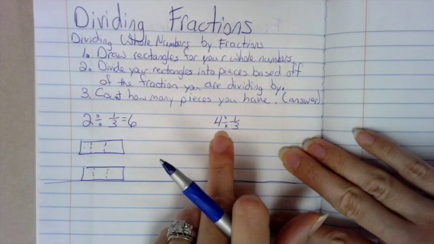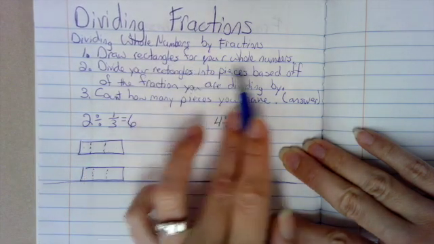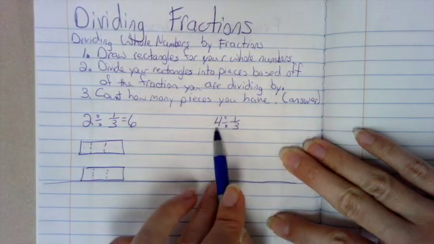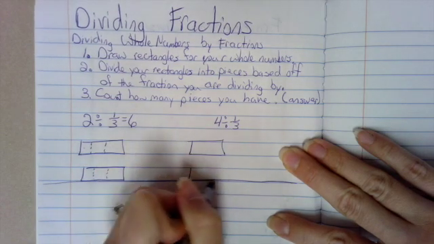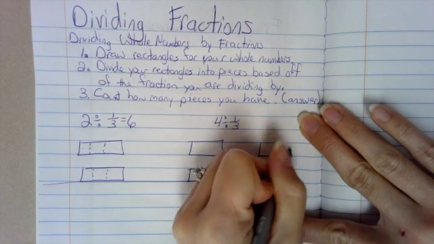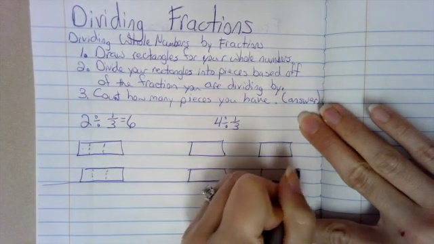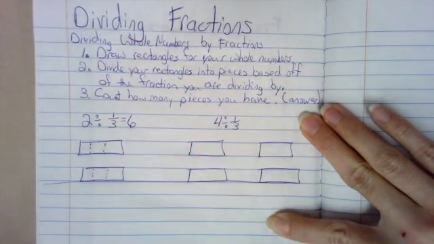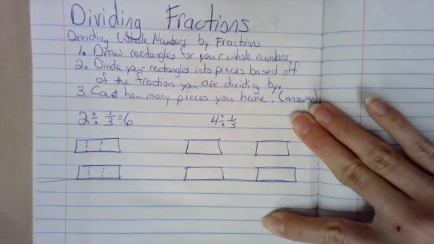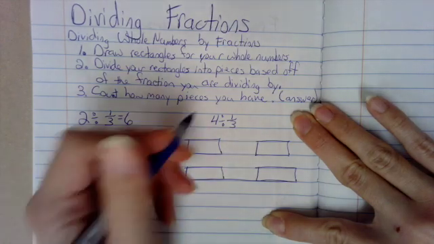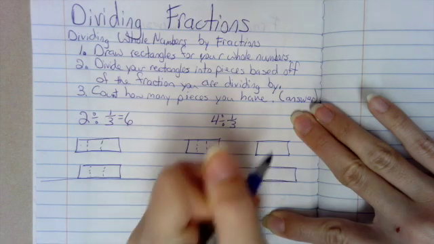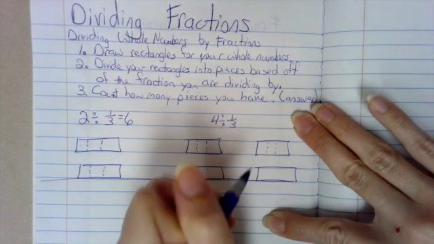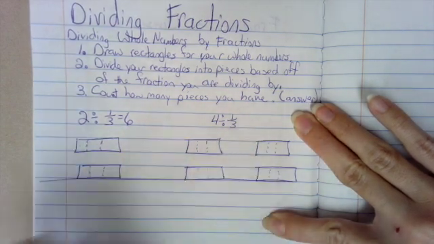4 divided by 1/3. I'm going to draw rectangles for my whole number. Since my whole number is 4, I need 4 rectangles. 1, 2, 3, 4. Step 2, divide your rectangles into pieces based off of the fraction you're dividing by. I'm dividing by thirds, so I'm going to divide this rectangle into thirds. I'm going to divide this rectangle into thirds. Yes, using dotted lines. Divide this rectangle into thirds. Divide this rectangle into thirds.